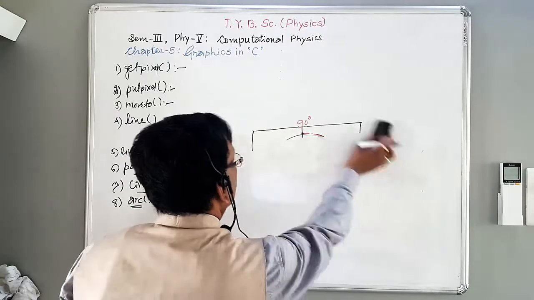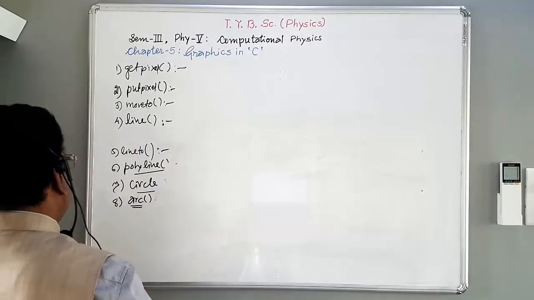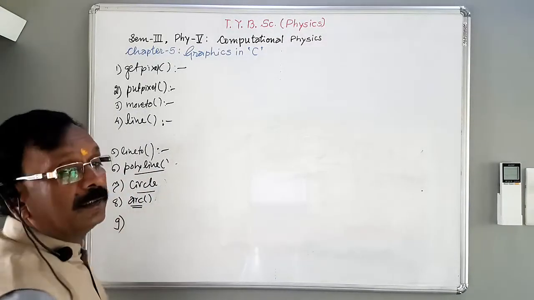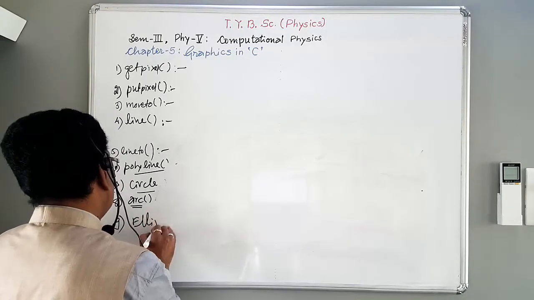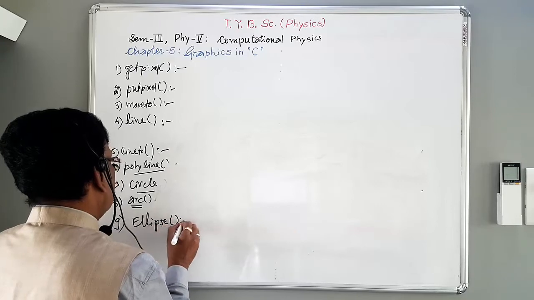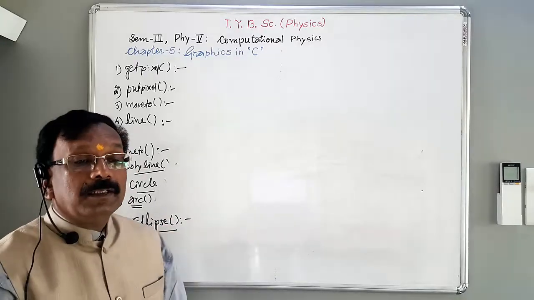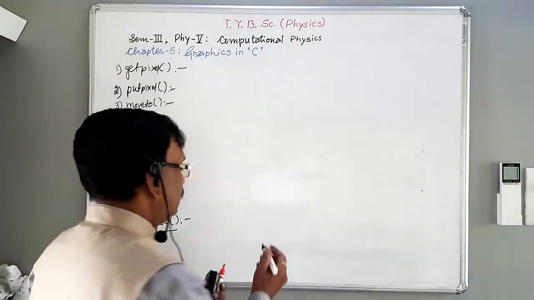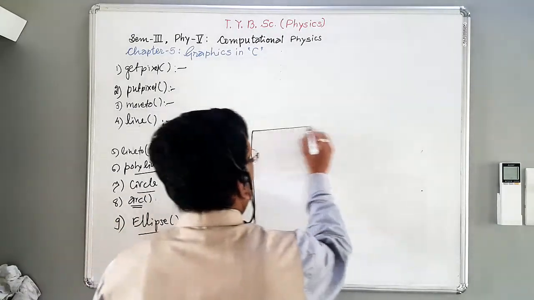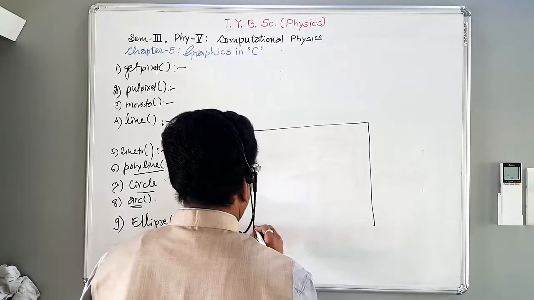Now the next command, ellipse. This function draws an ellipse on the screen. Suppose this is the screen of the computer.